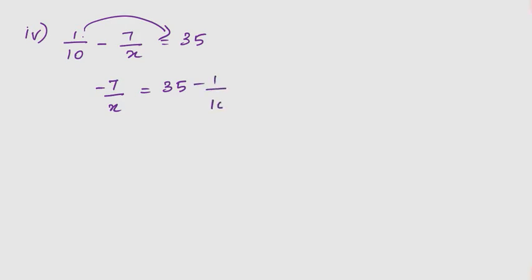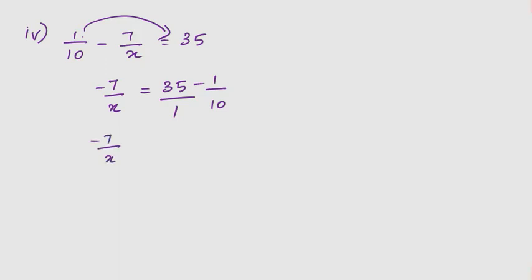Next question, 1 by 10 minus 7 by x is equal to 35. So let us keep the x terms on LHS. So that is minus 7 by x is equal to 35 plus 1 by 10. When it goes to RHS, it becomes minus 1 divided by 10. So now in the RHS, here it is nothing but 35 divided by 1.